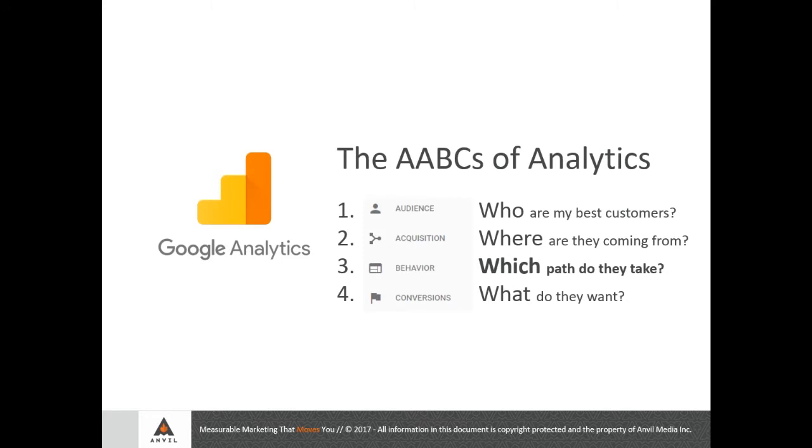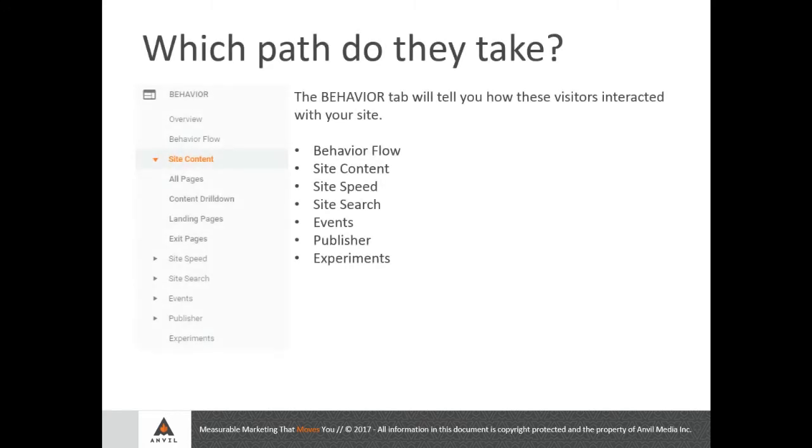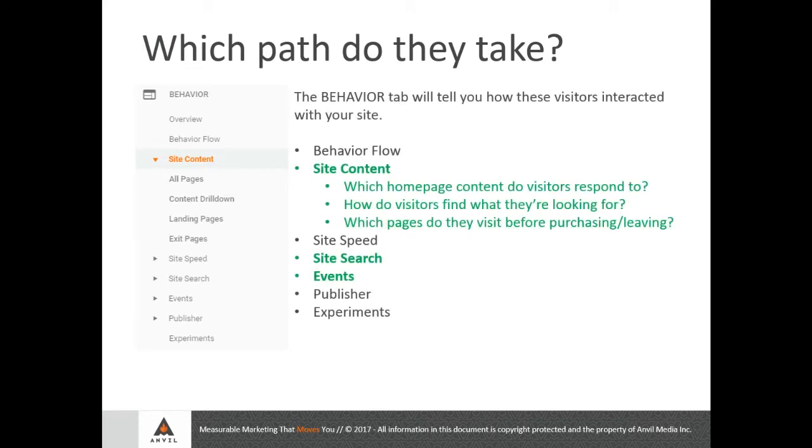And finally, you can compare ad or messaging variations. And I'm going to show you some examples of those as we get deeper into this. But first, the next step is looking at what path they take. In the behavior reports, there's a lot of information that may only be relevant to some websites and some apps. But the three key ones that I want to point out, which should be useful to just about everyone, are site content, site search, and events.